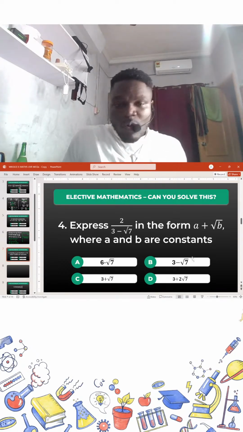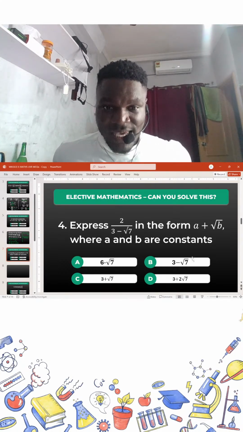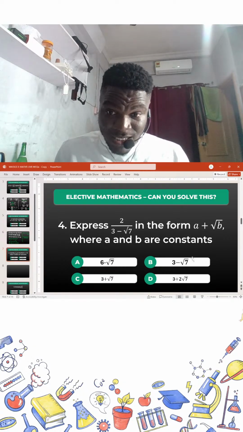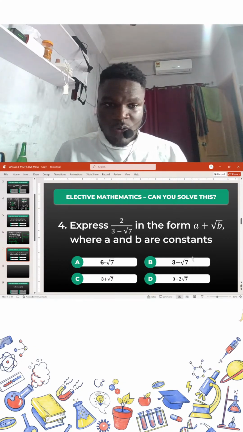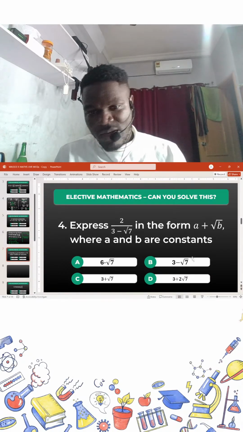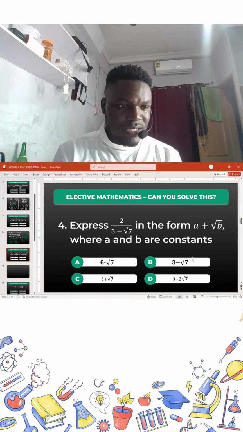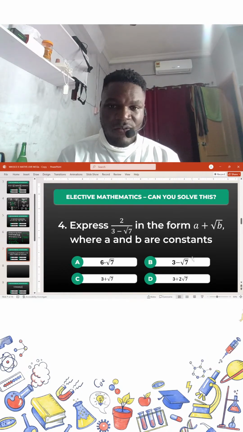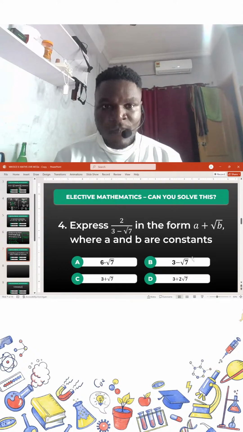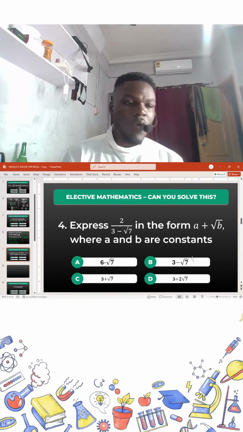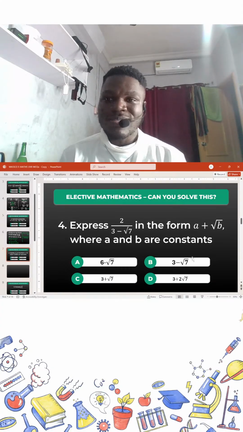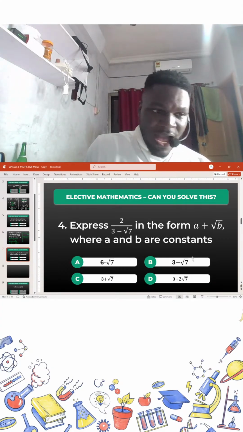And so we have the possible options over here. We have option A, 6 minus root 7. Option B, 3 minus root 7. Option C, we have 3 plus root 7. And then we have option D, 3 plus 2 root 7. Okay, so these are the expressions that we have as the possible answers, and that is the question. As you guys can see there, we have to express 2 over 3 minus root 7 in the form of a plus root b.